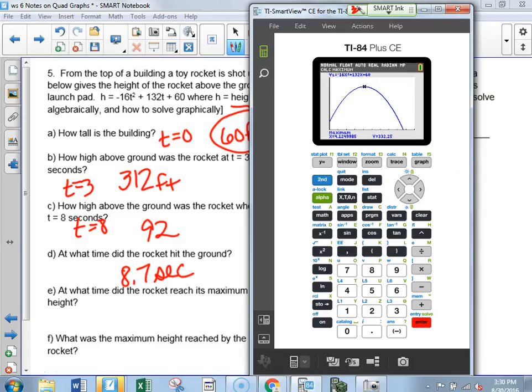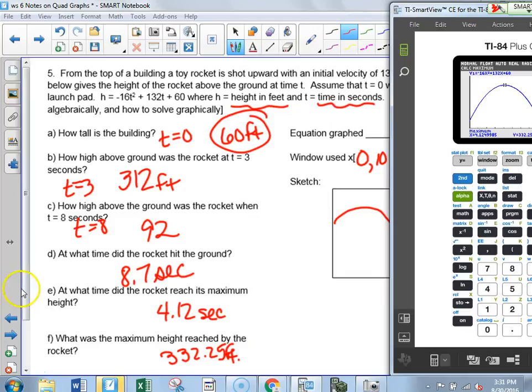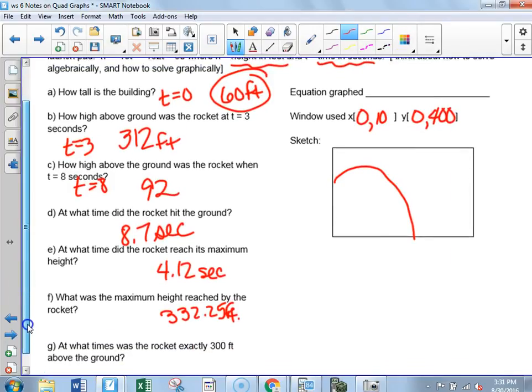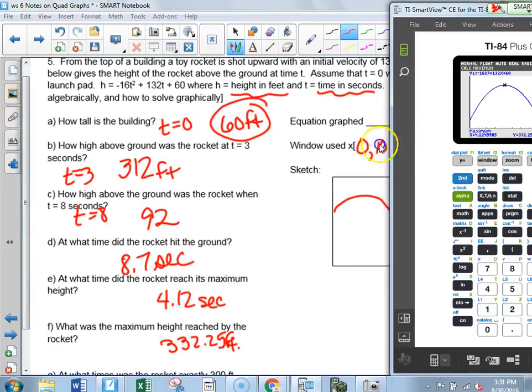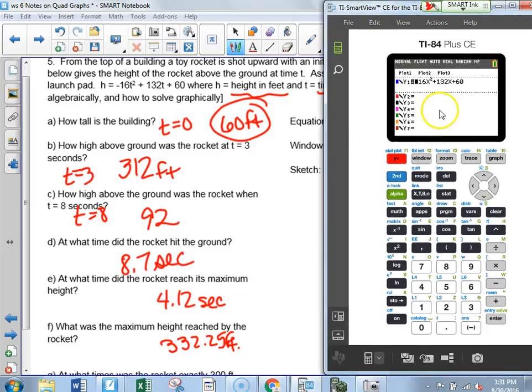All right, so I got the maximum height was reached at 4.12 seconds, and the maximum height is this 332.25 number. Okay, the last question says, when is it exactly 300 feet? I would actually type in a y2 of 300 feet, or just 300.